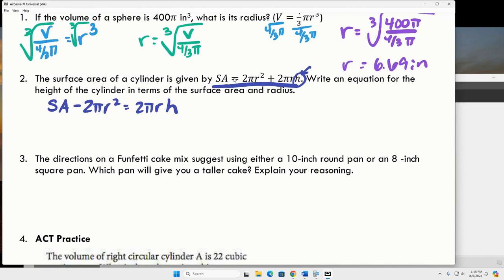Or some people, I like to think of it like if it's positive on the right side and I want to move it to the left, it becomes negative on the left side.